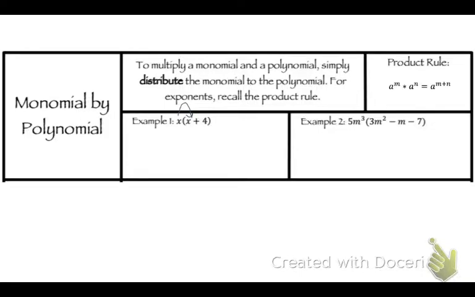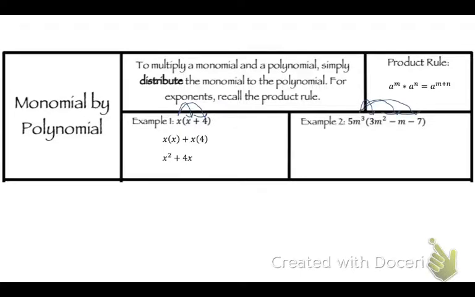So we're going to do this by distribution, and you should already know this. This should be a lot of review. But we're going to multiply that x into both of those. So we have x times x, and then x times 4. Well, x times x is x squared, and x times 4 is 4x. And we're done with that. Simple, right?